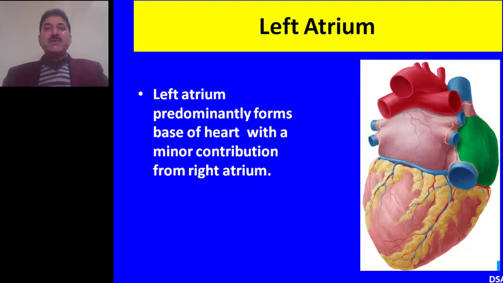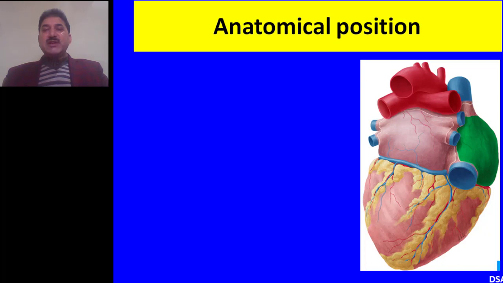Let us go for a brief description of left atrium. Left atrium predominantly forms base of heart with a minor contribution from the right atrium, as shown in this figure. This left atrium faces posteriorly. It receives four pulmonary veins, whereas right atrium forms the right border of the heart and faces anteriorly. The only part of the left atrium which forms the sternocostal surface of the heart is left auricle.